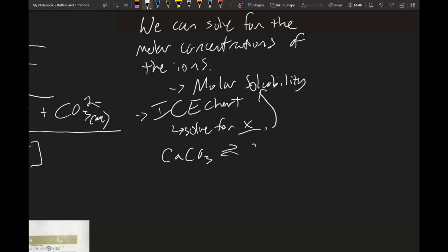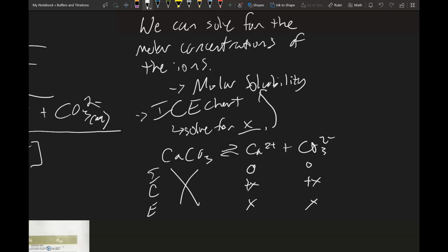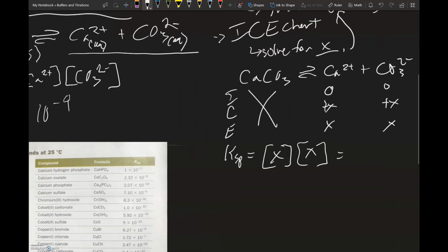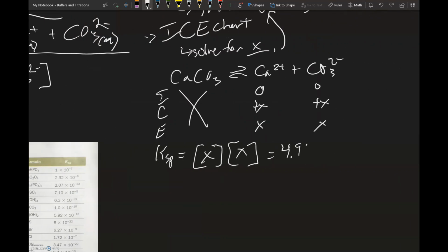Now there's not any initial amount. This is a solid, so it gets canceled out. So these are 0 to begin with. Plus x, plus x. We fill in Ksp is equal to x times x, which is equal to 4.96 times 10 to the minus 9.